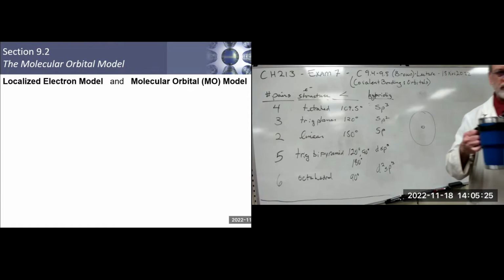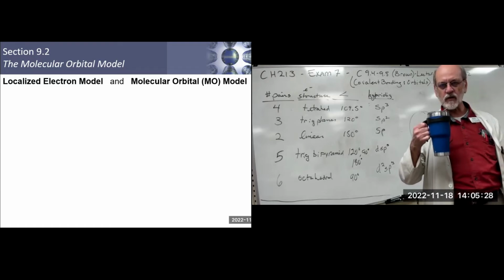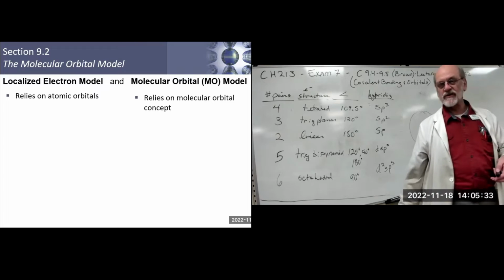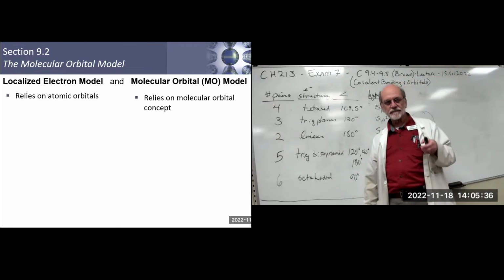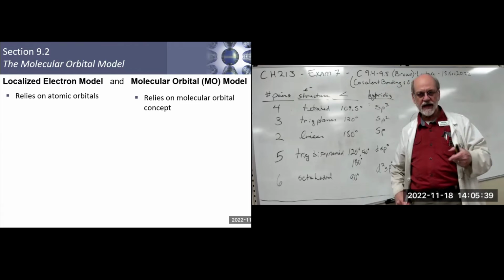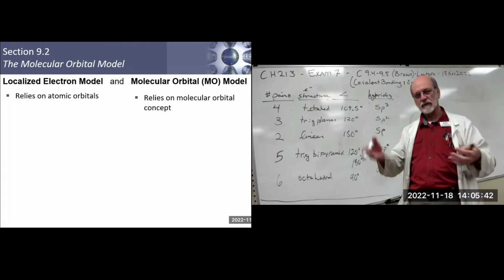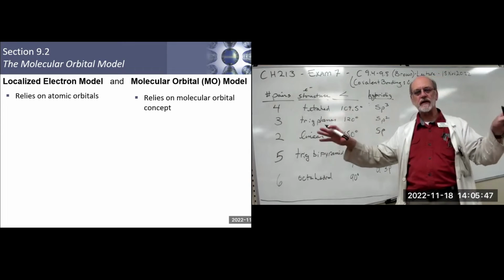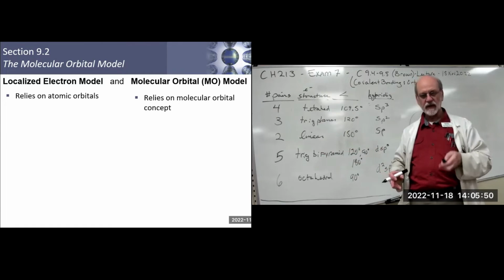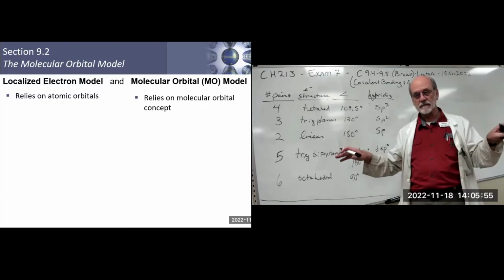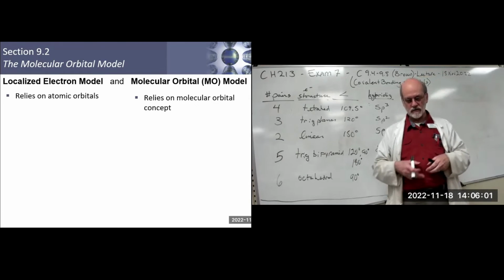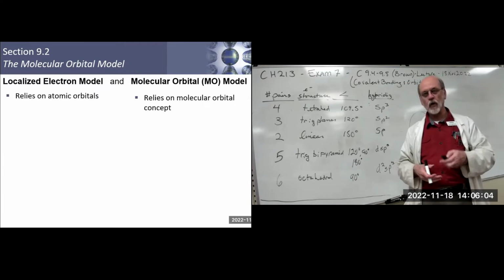Right, here's a side-by-side comparison of the localized electron model and the molecular orbital model. Major difference. Localized electron model depends upon atomic orbitals and their interaction with each other between atoms. Whereas the molecular orbital model creates a whole new set of orbitals, molecular orbitals. And when it does, the atomic orbitals from which they were derived disappear. No more atomic orbitals. Now that you're in the molecule, you have a different set of orbitals.